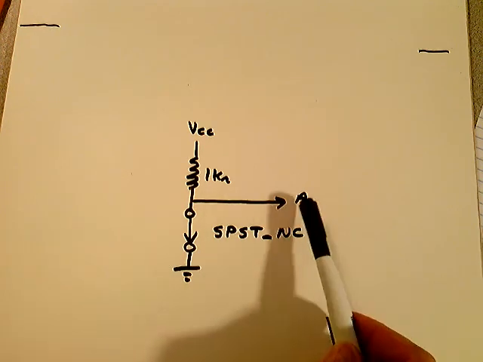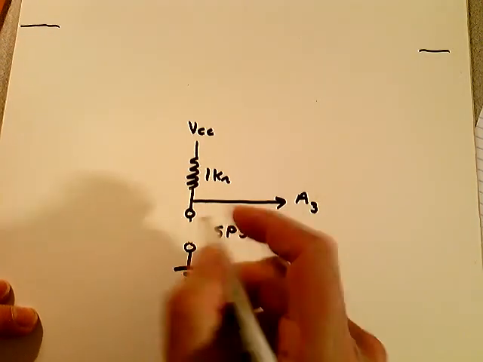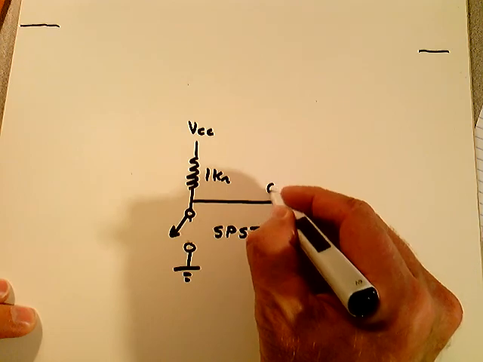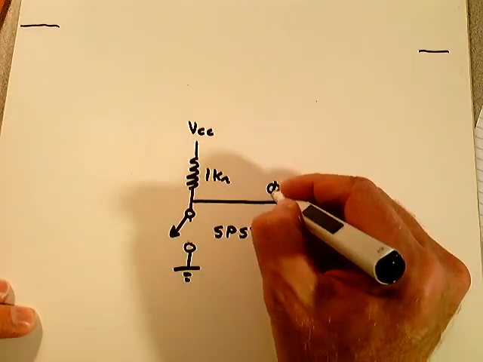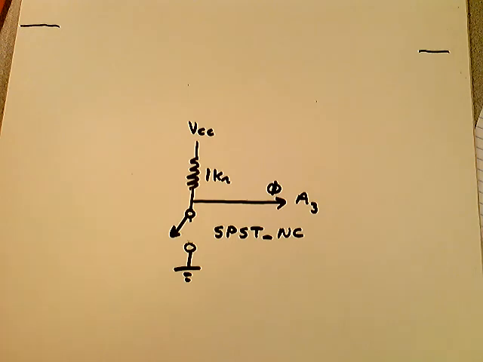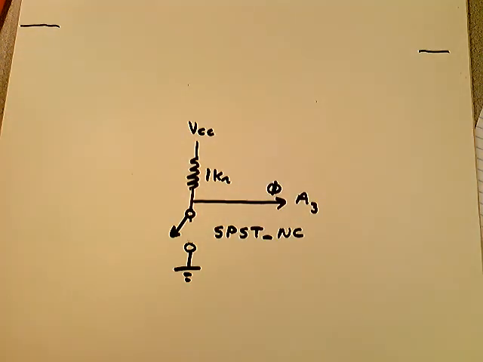When it's closed, A3 is a 0. When this opens, A3 gets pulled up to 5 volts. So that's how you get your logic level 0 here, or your logic level 1 here with this switch. And you have to create this mini circuit 3 more times.